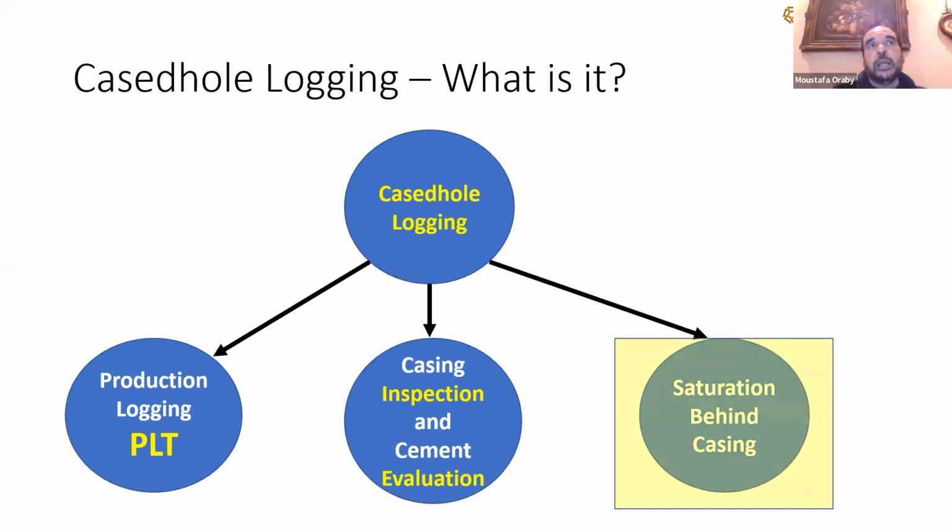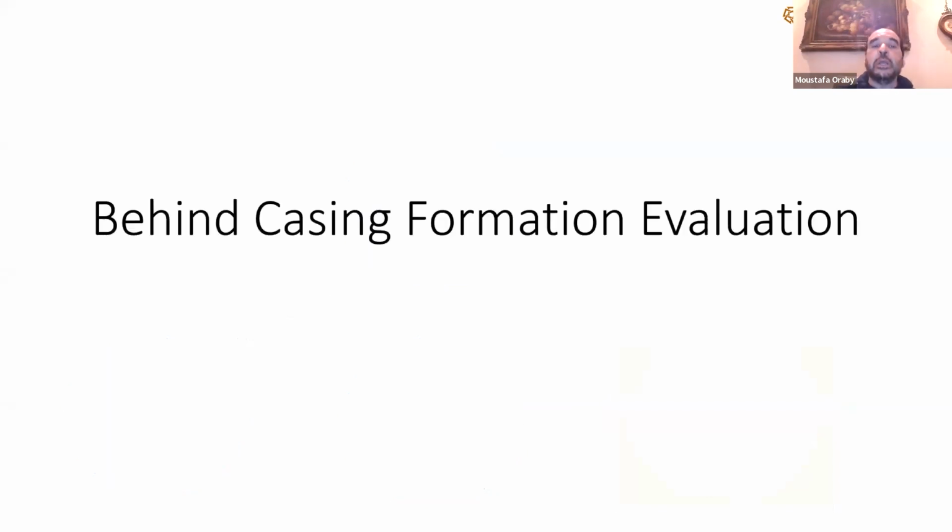Okay. Now we need to know what's really happening in our formation now. So we need to go to the third zone. Third zone is saturation behind casing. How much water saturation do I have currently? And how much hydrocarbon do I have currently left? So we call it behind casing formation evaluation.